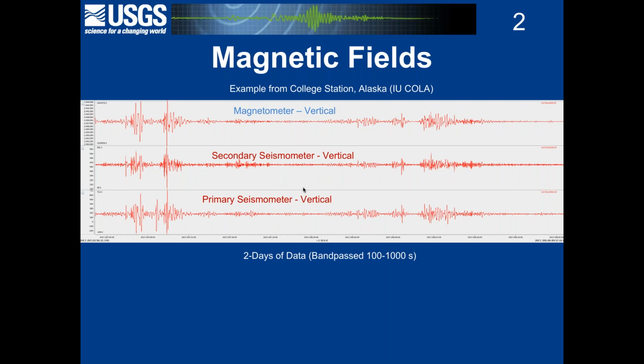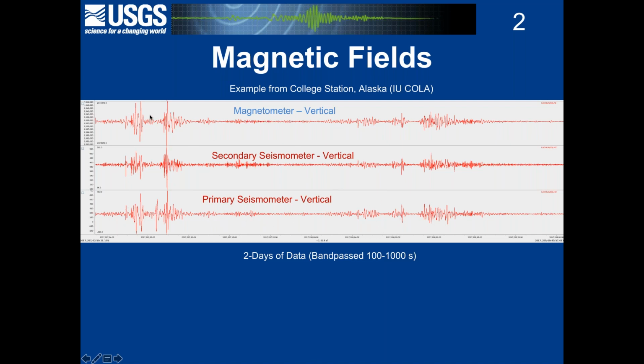Besides thermal effects, seismometers also see magnetic fields. And the example I'm showing here comes from College Station, Alaska, which is up by Fairbanks. And what I'm showing here are the primary and secondary vertical component ground velocity, bandpass filtered between 100 and 1,000 seconds period. And you kind of get these nice things that maybe look like surface waves here on both sensors.